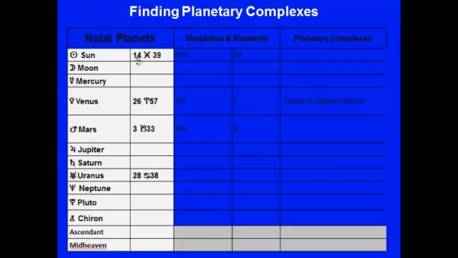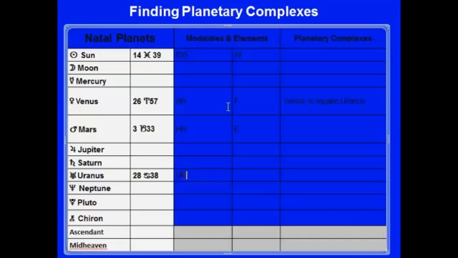Here I have my Sun at 14 Pisces 39. It's in service to spirit. It's a water sign. My Venus is at 26 Aries 57, in a householder sign, and it's a fire sign. And I have Uranus at 28 Cancer 38. It's also householder. I forgot to put that in. And it is a water sign.